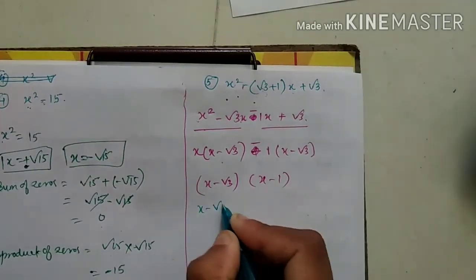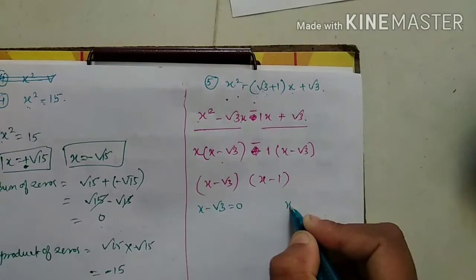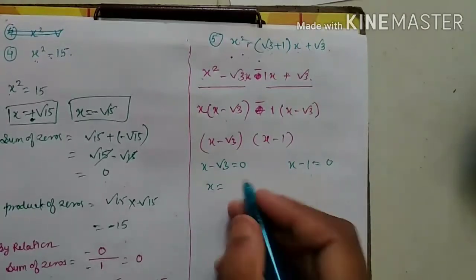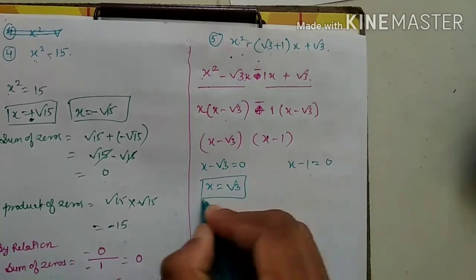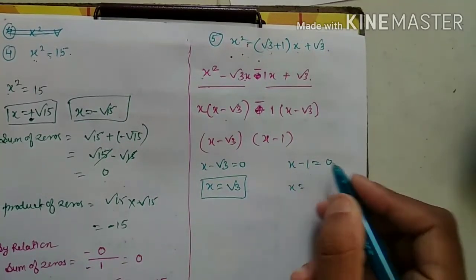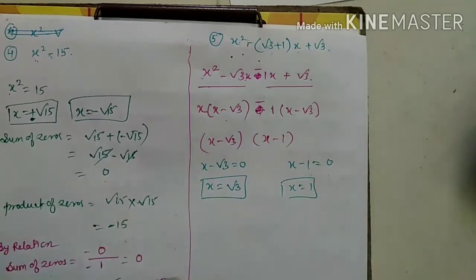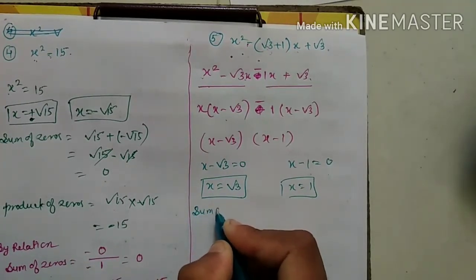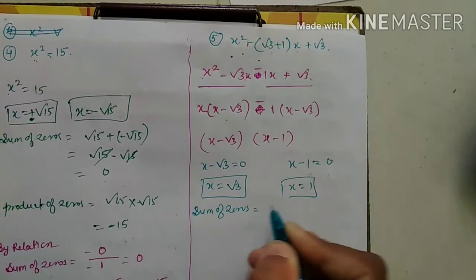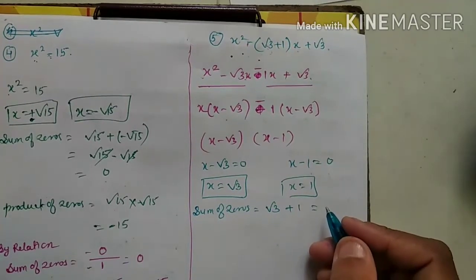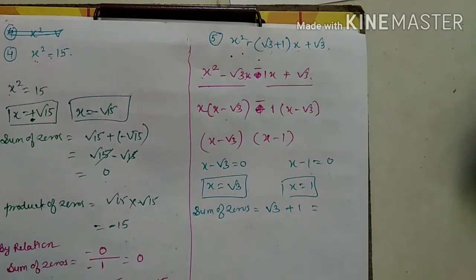So x minus root 3 equals what? You put 0. x minus 1 equals what? 0. So x equals root 3, minus will go to that side as positive. Here it is negative, it will go to that side as positive. So these are my zeros of the polynomial. Now check with the sum. Sum of zeros is how much? Root 3 plus 1 is my sum of zeros.